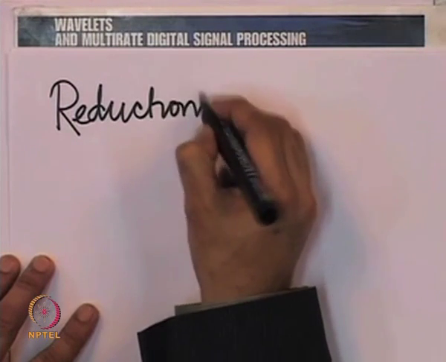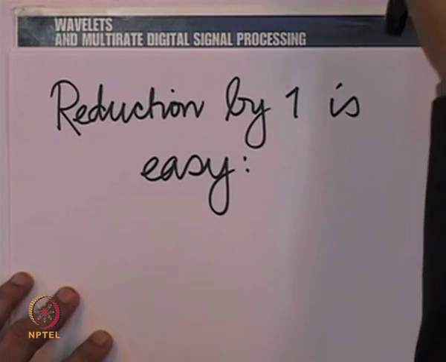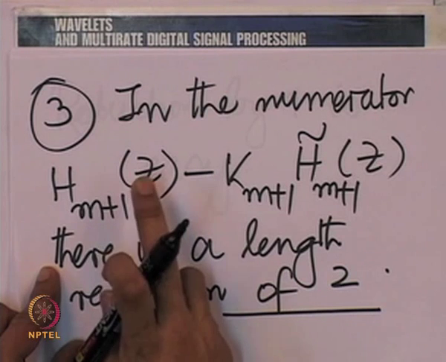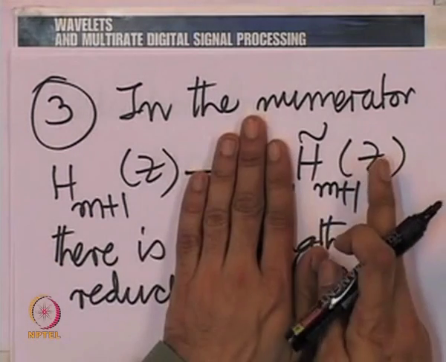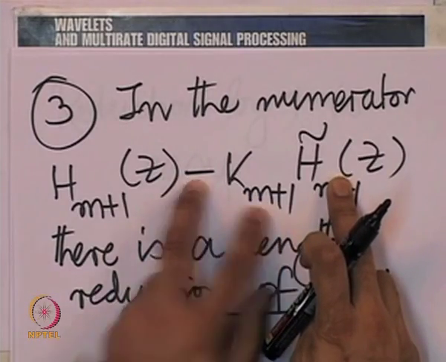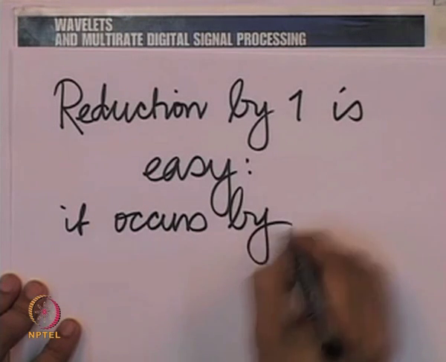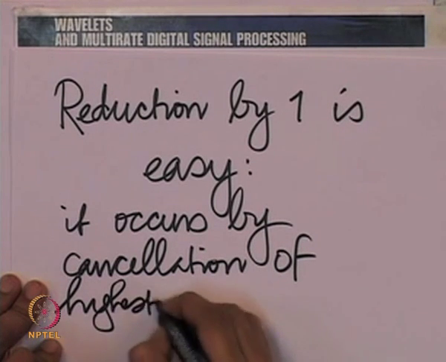and the justification. You see, reduction by 1 is easy. Essentially, if you look at this numerator, the coefficient of the highest power of z inverse here is k_{m+1} and the coefficient of the highest power of z inverse here without this would have been 1, but with this it is minus k_{m+1}. So, that would cancel out. So, essentially reduction by 1 is easy. It occurs by cancellation of highest power of z inverse.